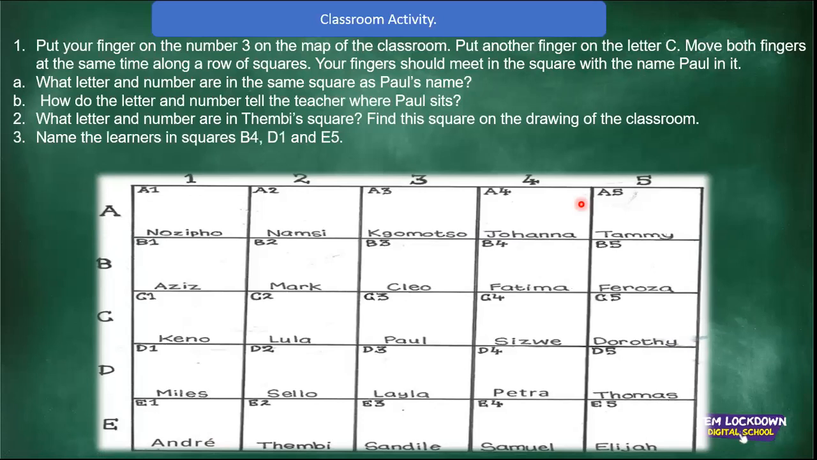Ma'am, my name is Michaela. The person sitting on B4 is Fatima. The person sitting on D1 is Miles. The person sitting on E5 is Elijah. Yes, that's correct. Thank you very much. Let's move.